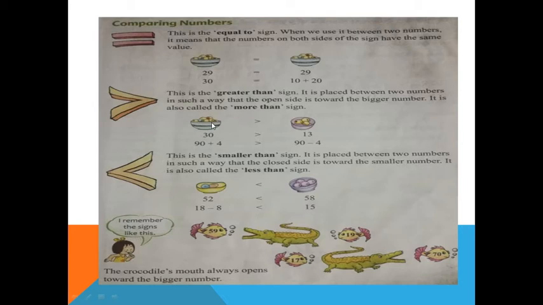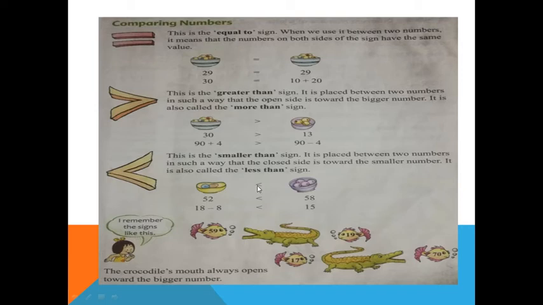Here is the more fruits, and here is the less. Here is the 30 and here is the 13. So check which sign is opening the mouth, like a crocodile. The one which is opening the mouth is greater than, more than, and the one which is pointing is smaller than, less than. So come down, this is the smaller than sign.